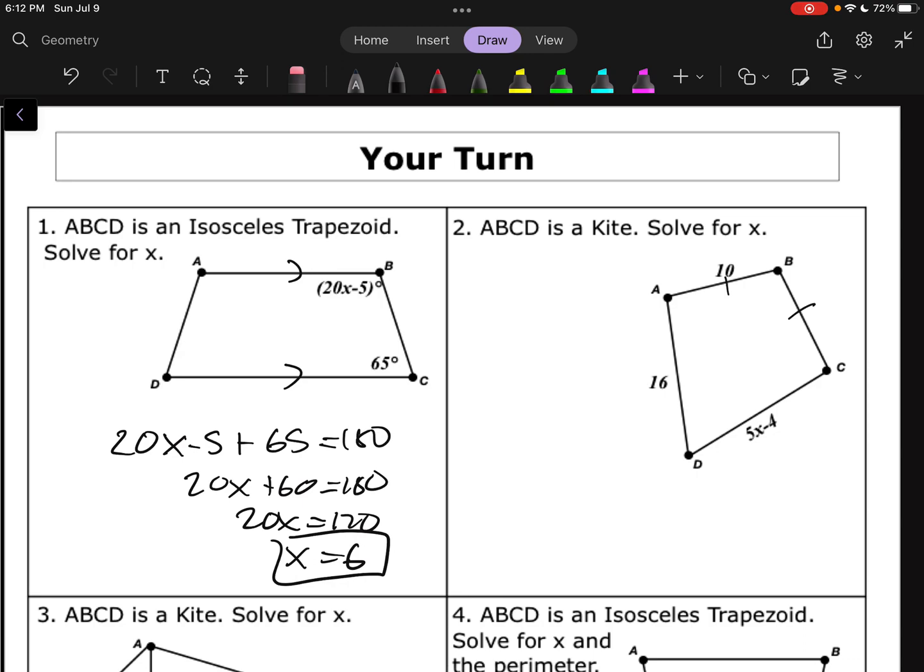For this one, we got those sides being the same, we got these sides being the same. Let's do 5x minus 4 is equal to 16. We're going to make sure we're not setting it equal to 10, right? It's not the opposite sides of the same. This is 5x is equal to 20, so x is 4.